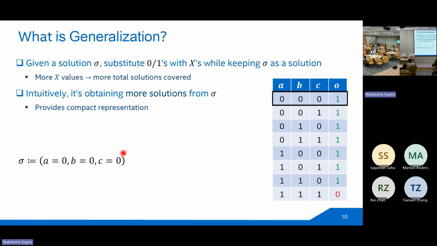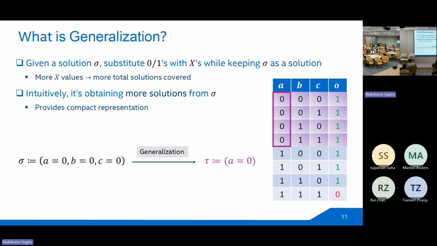Here we have our initial solution, A 0, B 0, C 0. And here we have a truth table. So now we only have one solution. And now I want to generalize it by reassigning B and C. When I assign B and C the don't care value, I generalize it to the assignment A is 0, B and C are don't care. So this is a solution. And we can see now that we cover 4 solutions.